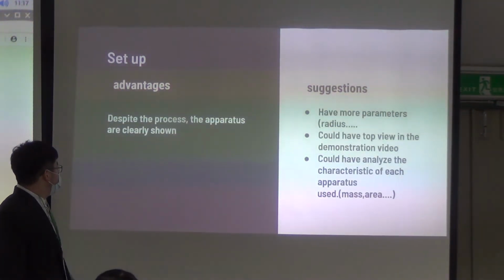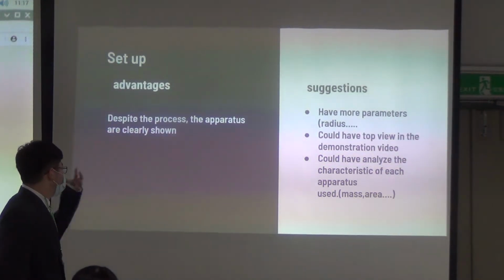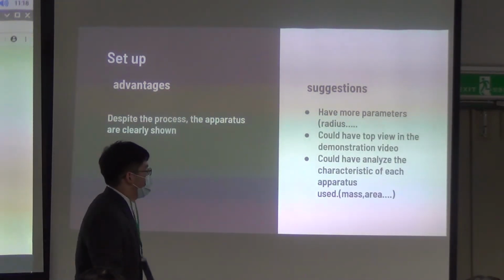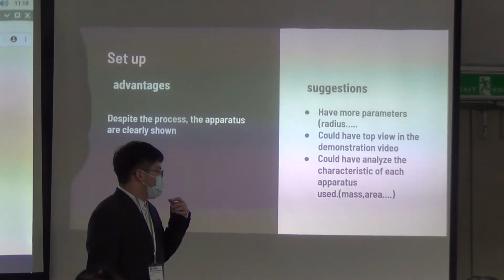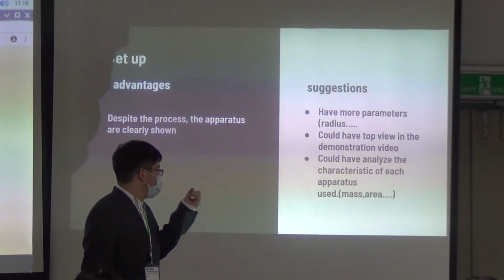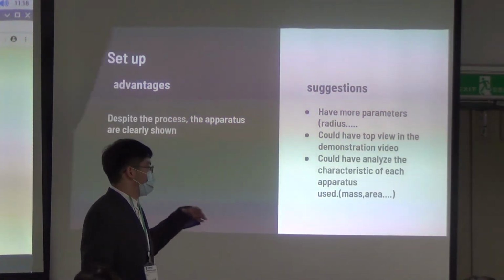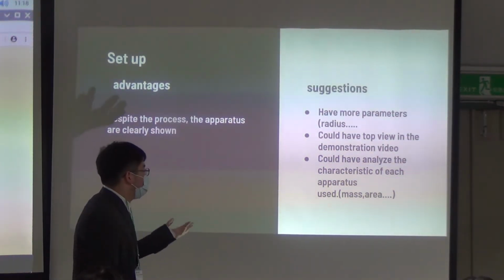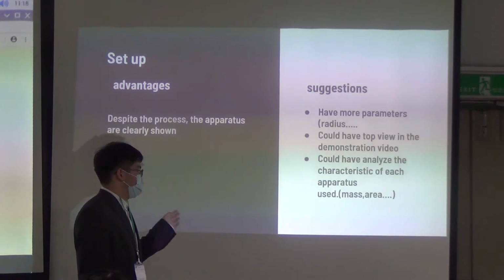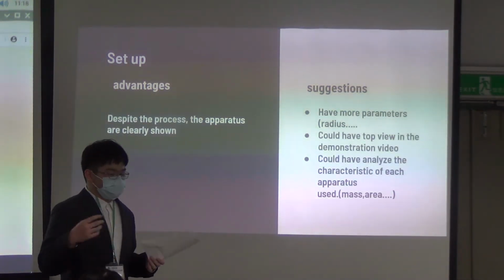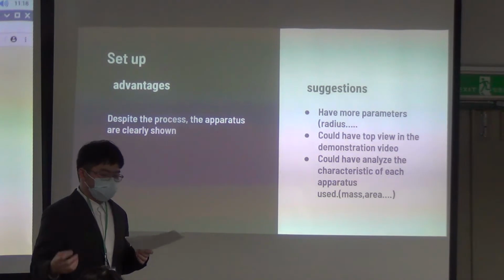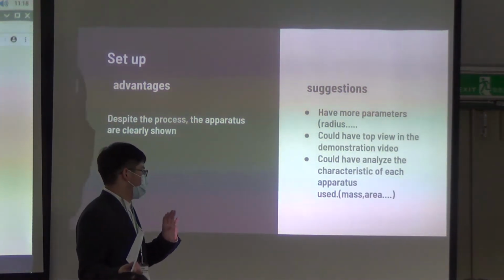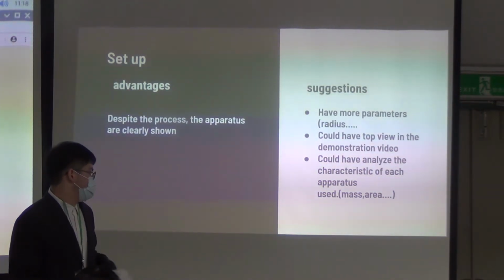As for the other group, their advantage is that in the starting process, the averages are clearly shown. Our suggestion is that they must have more parameters, for example, the radius of the rod or the ring. And they could have talked in a demonstration video and given more explanation about their capture angle. And they could have analyzed the characteristics of each apparatus.